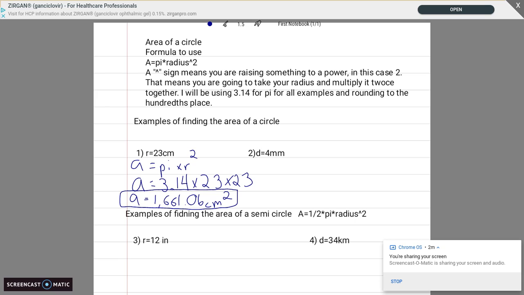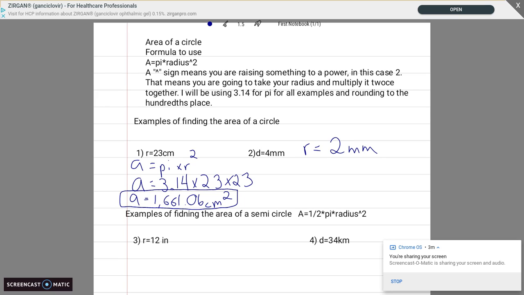Now let's look at a problem where we're given a diameter. So we have to find the radius here. Our radius in this case, all we have to do is 4 divided by 2, and we get 2 millimeters for our radius. You have to divide that by 2 first.